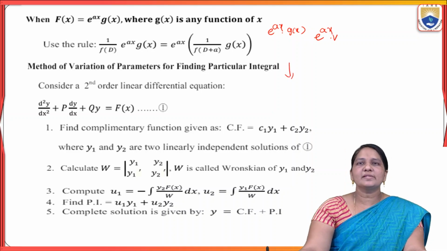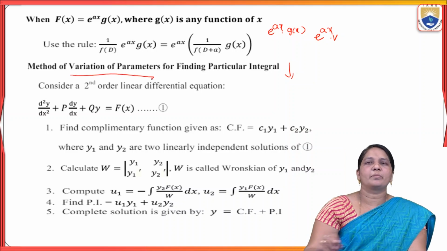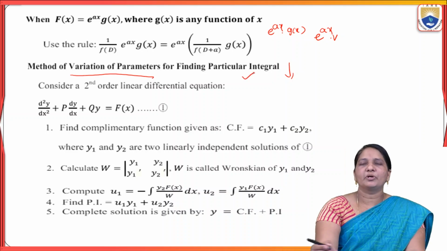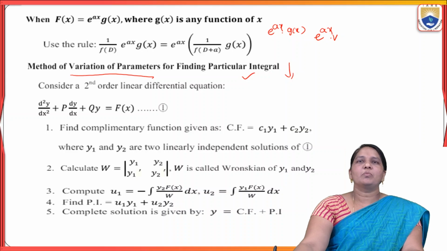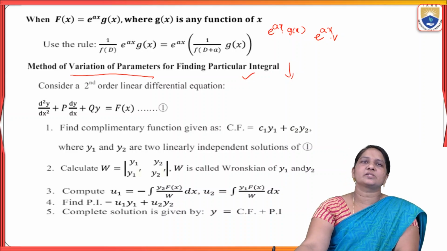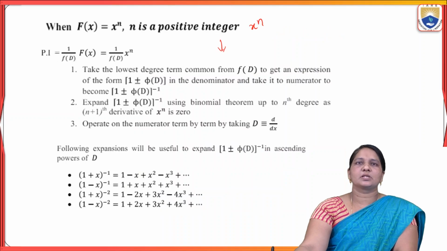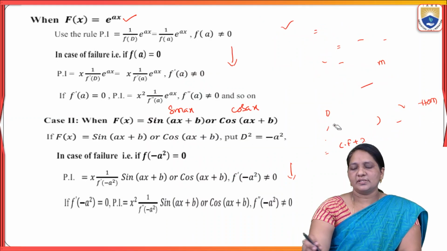These are all formulas, and besides these methods we have one more method, that is the method of variation of parameters for finding the particular integral. These are all the formulas we have in Module 2. I just want to recall all the formulas first. After that I am going to discuss the question bank questions, particularly about the non-homogeneous equation.